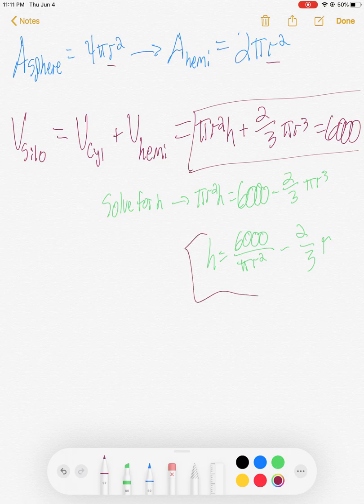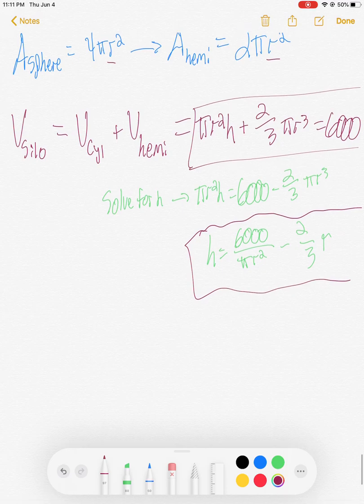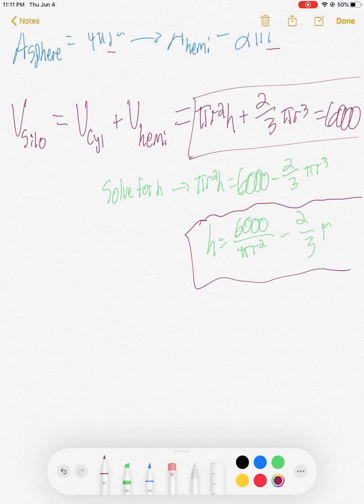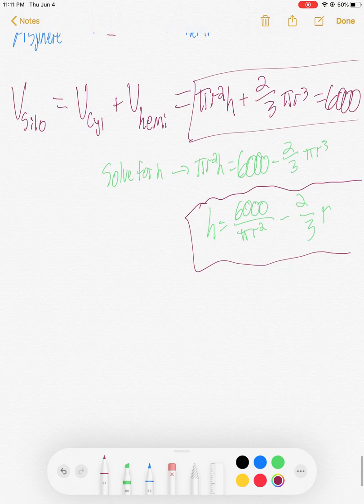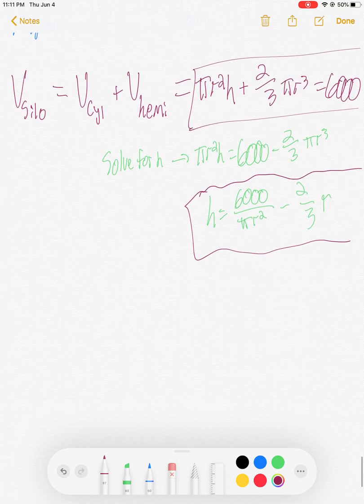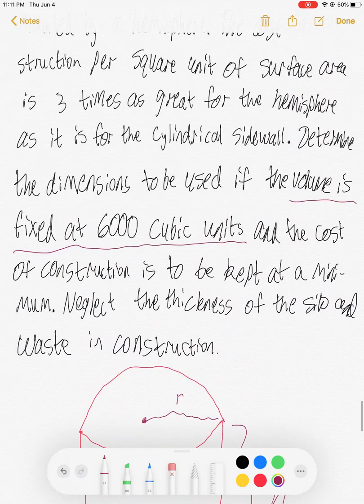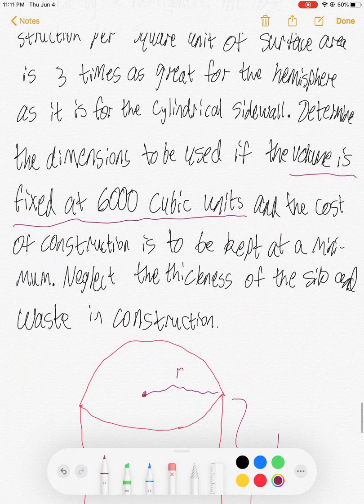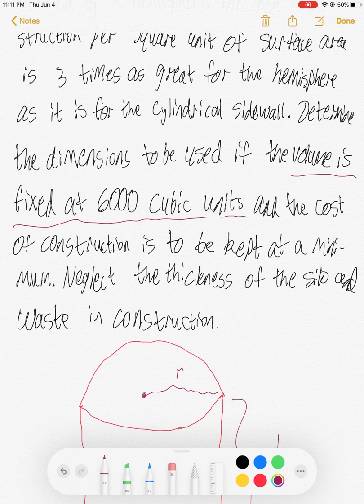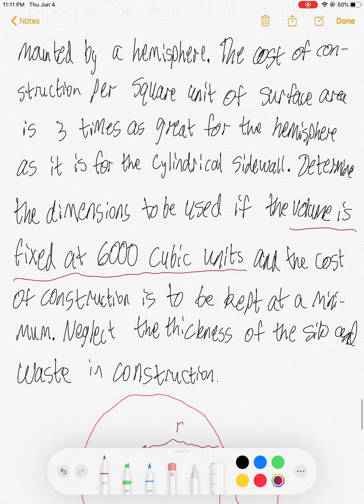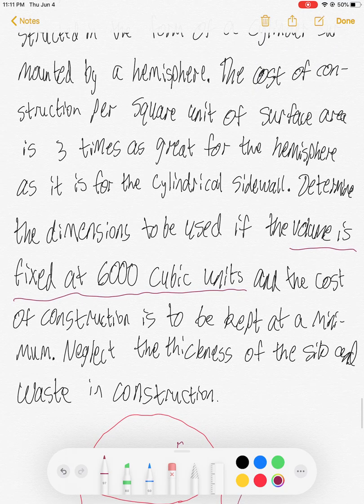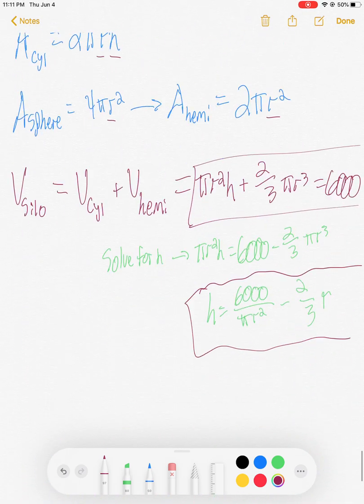Now I want to divide everything by pi r squared, and I get h equals 6,000 over pi r squared minus, well, let me think. That's going to be 2/3. If I divide pi by pi, that's going to cancel, and if I divide r cubed by r squared, I'm just going to have r. I thought this was going to be uglier, but that's actually not so terrible. It's a little bit ugly, but it'll certainly be easy enough to work with.